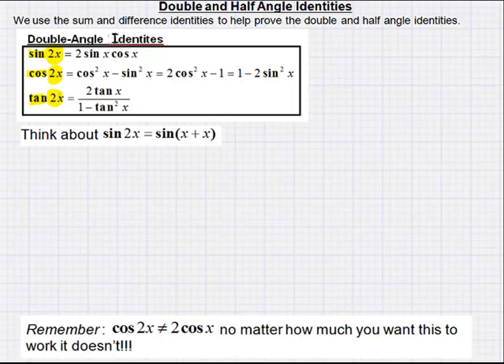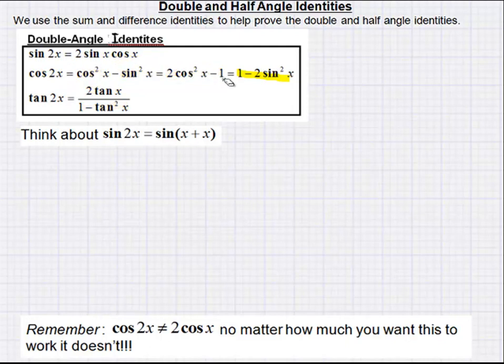Now the answers for these are as follows. The sine of 2x is 2 sine x cosine x. The cosine of 2x is cosine squared x minus sine squared x, or we could do 2 cosine squared x minus 1, or 1 minus 2 sine squared x. Tangent 2x is 2 tan x over 1 minus tan squared x. So these are our identities.